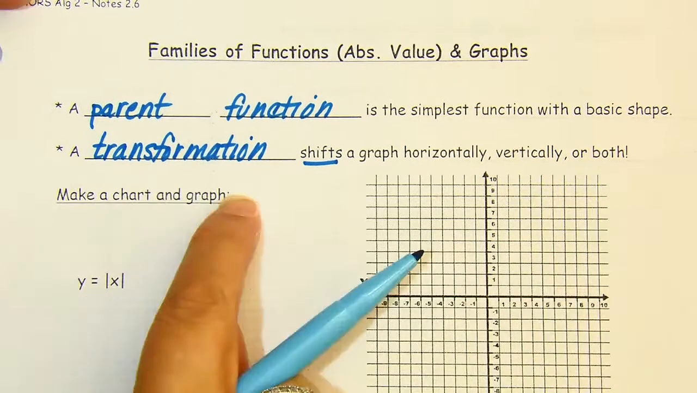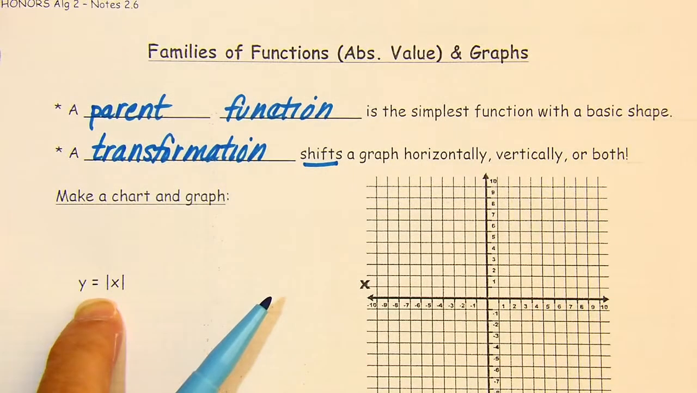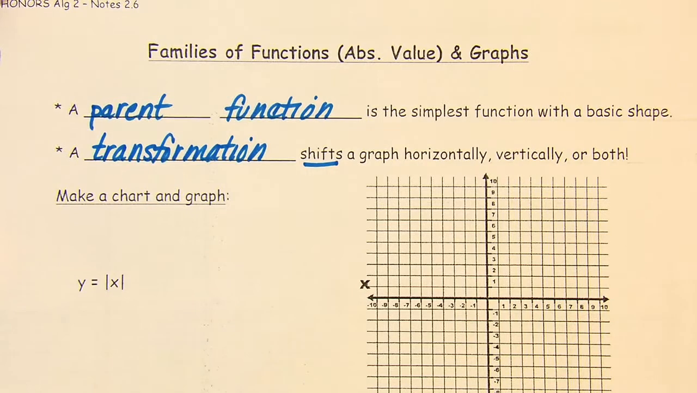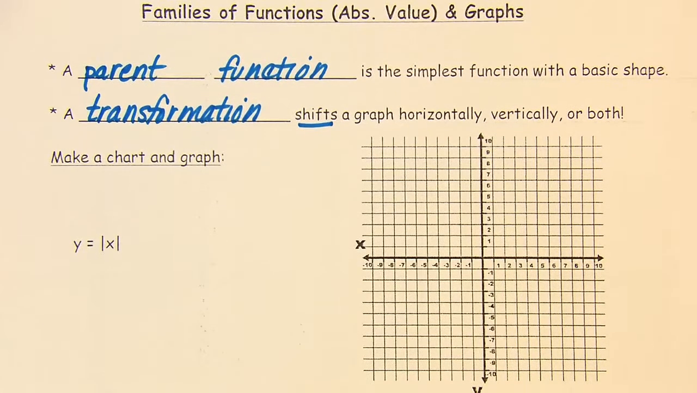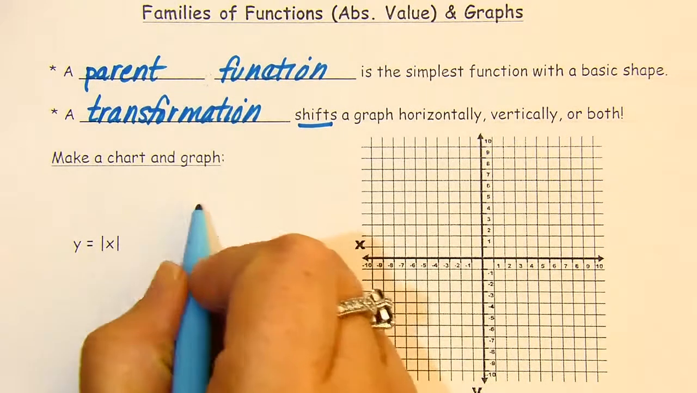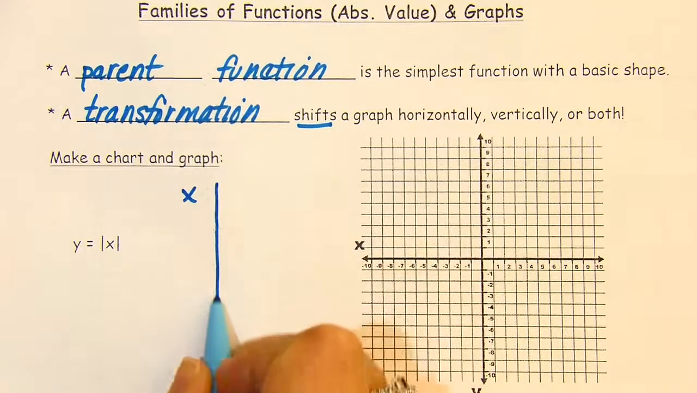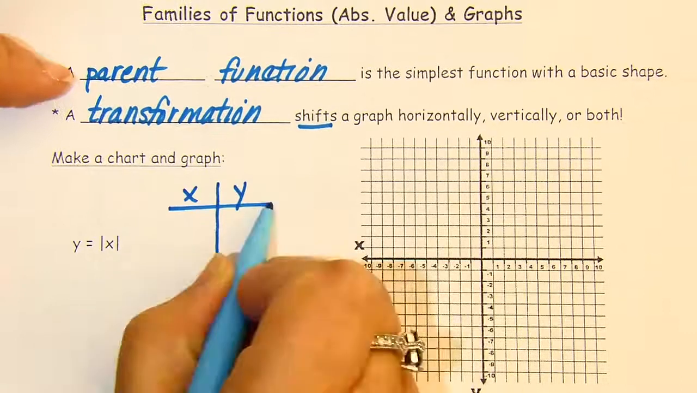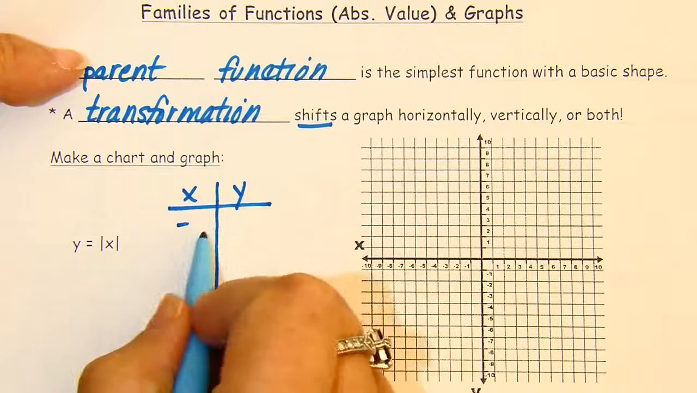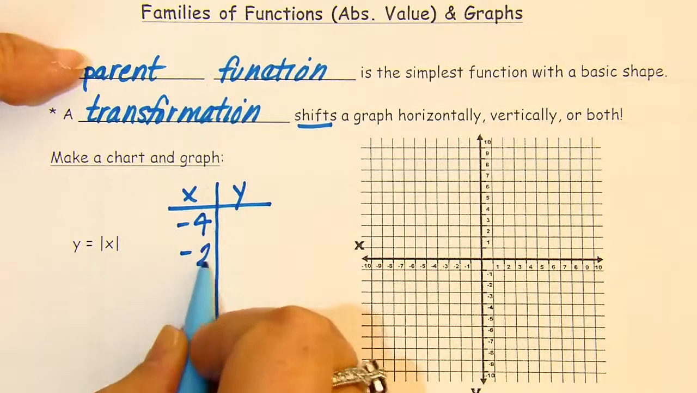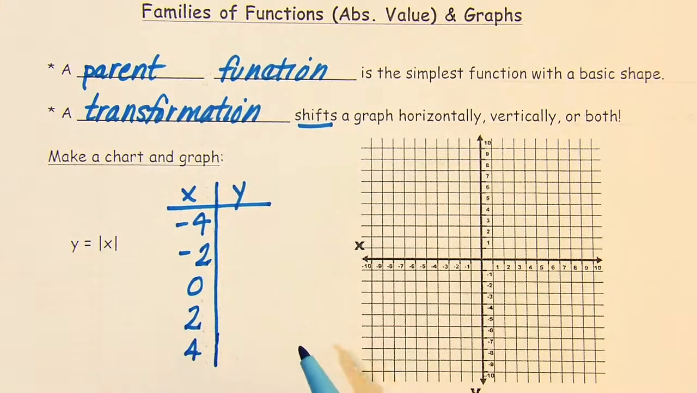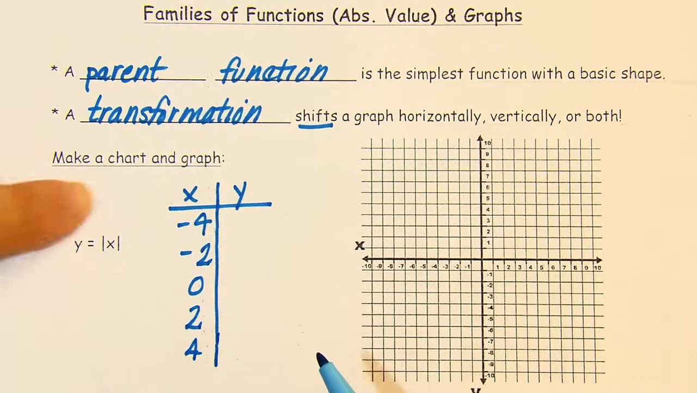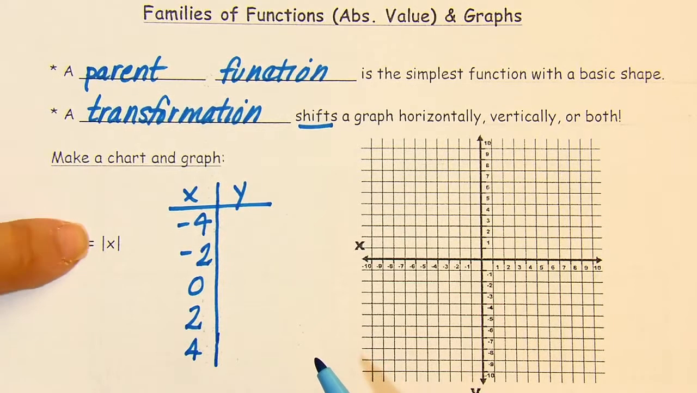Now we're going to make a chart and we're going to graph this function here, y is equal to the absolute value of x. And you'll see after we graph it that it does pass the vertical line test, so it is a function. All right, so you should be familiar with making a table of values. I'm going to choose some x values like -4, -2, 0, +2, and +4. Okay, when I substitute these values into the function, I'm going to calculate the y. Y equals the absolute value of x.